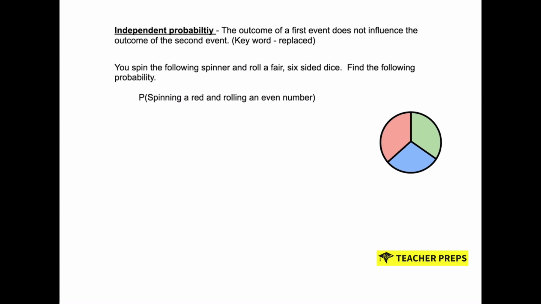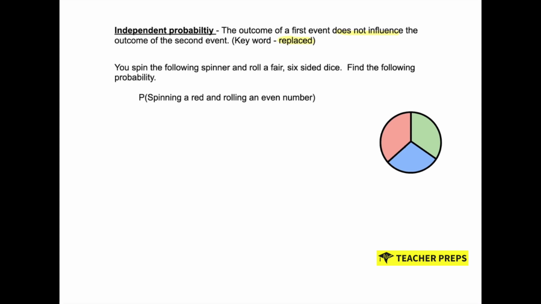Now, let's move on and talk about independent probability. Independent probability is a form of compound probability, meaning that more than one event is happening at the same time. With independent probability, the outcome of the first event does not influence the outcome of the second event. The key word on some of the problems is the word replaced. For example, if you're pulling marbles out of a bag and you don't replace it, then the outcome of the first event does influence the second event. So if you don't want it to influence it, you have to replace it.